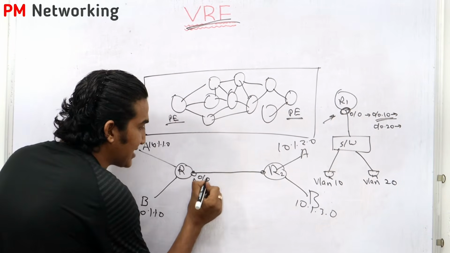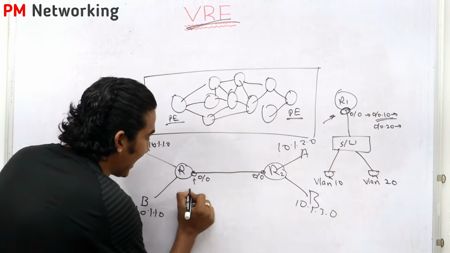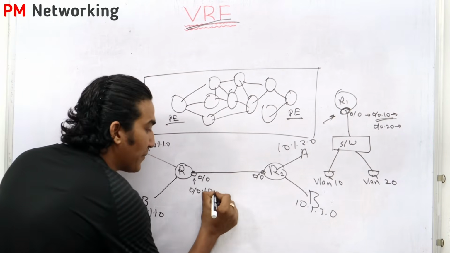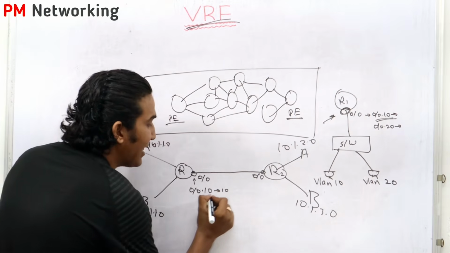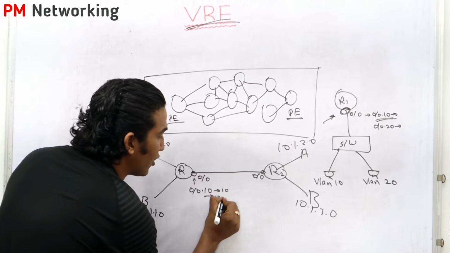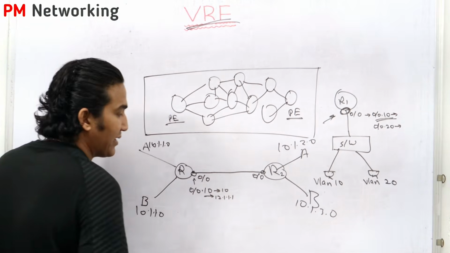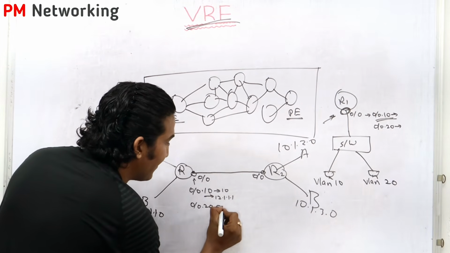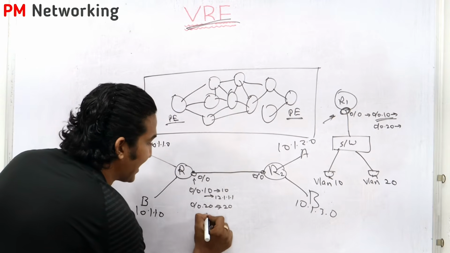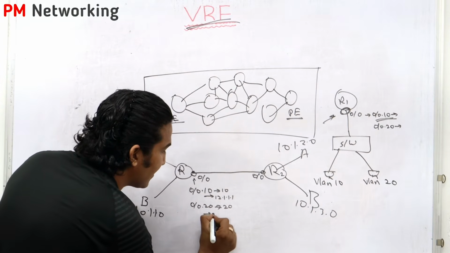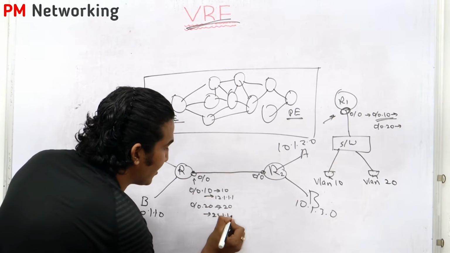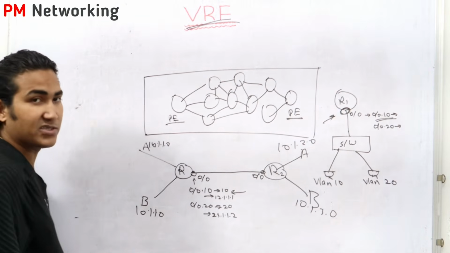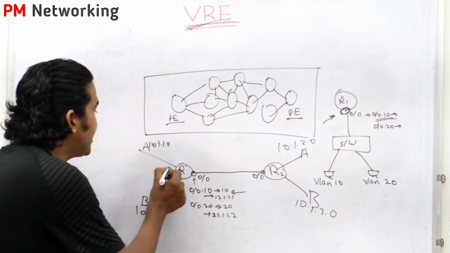Let's say this is 0/0, this is also 0/0. I can say 0/0.10, and I can define a particular VLAN, let's say VLAN 10, and I can assign the IP address 12.1.1.1, right? After that 0/0.20, for VLAN we can define 20, and I can assign IP address 23.1.1.2, and this virtual interface, VLAN interface, will be member of which VRF?